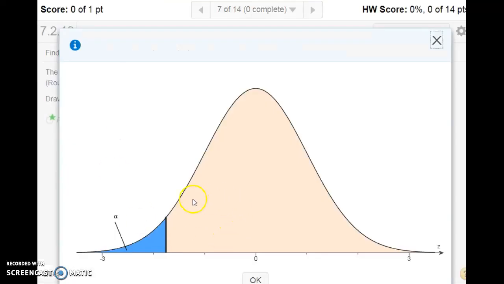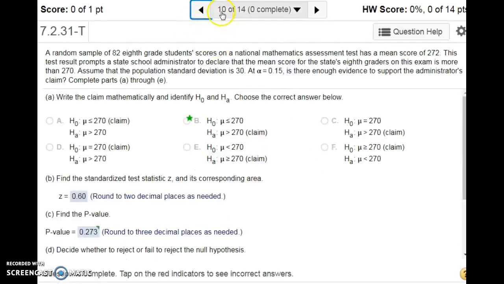And basically with the picture, just think if you're really far away from the mean, far in the tail, it's an unlikely sample, that's when we're going to reject the null hypothesis. And so that gets us up to number 10. And I'm going to go through this word problem here.